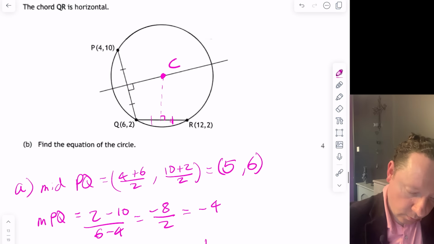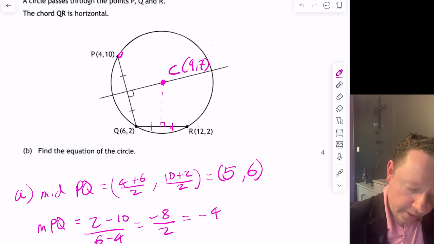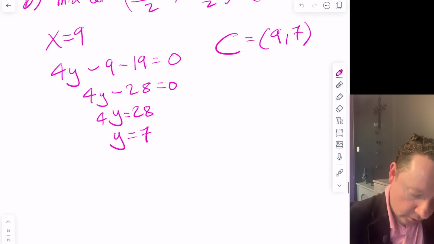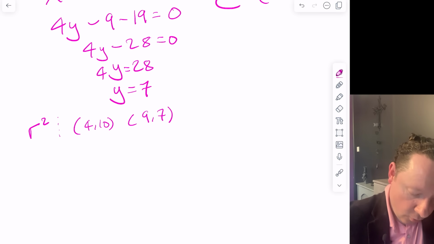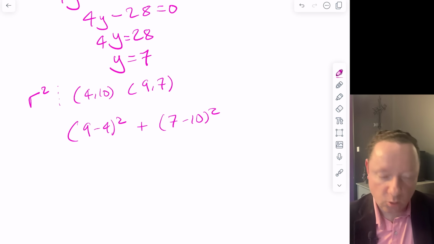Now what about our radius? Well, there's (9, 7) there. Just use a point on the outside. Let's just use this one to get our radius. So the radius is (4, 10) to (9, 7), the distance. So for our radius, which I'll just do squared, I'm going to use (4, 10) and the centre (9, 7). So distance between 9 and 4, so 9 minus 4 squared, and the distance between 7 and 10, 7 minus 10 squared, or 10 minus 7. I'm just going to do it squared because I'm going to keep it as r squared anyway.